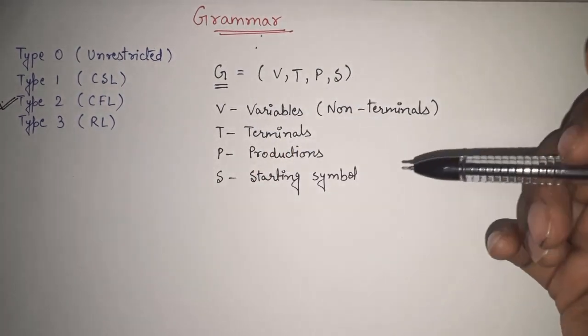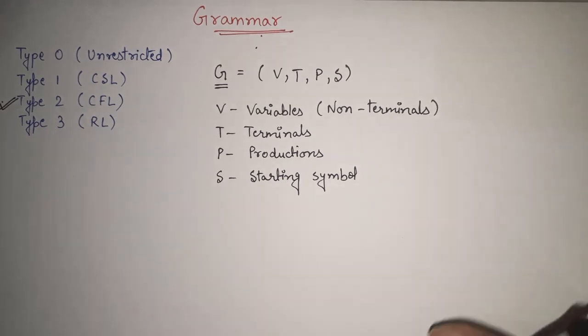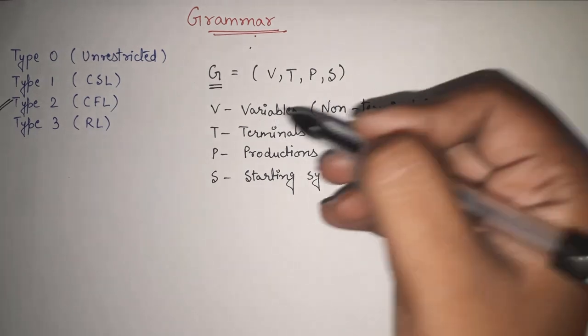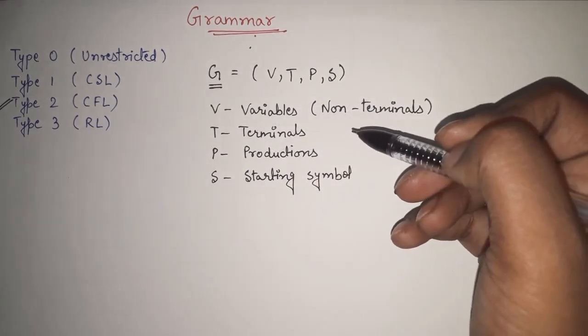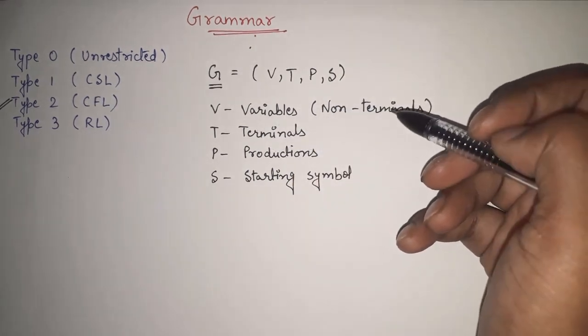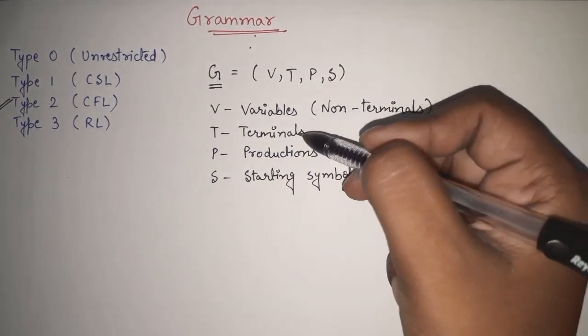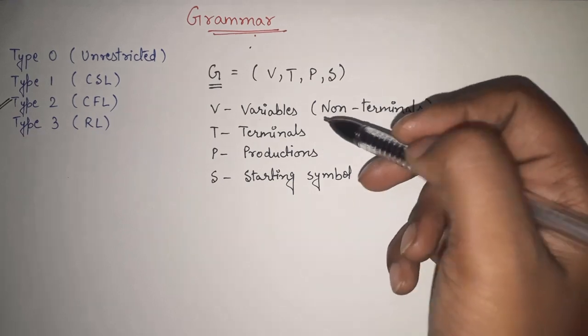Now what are these tuples? If you are completely new, obviously you won't know what they mean. So V is variables, as I told, commonly known as non-terminals, and T is terminals. Basically people are confused about these two, about what the difference between them is.